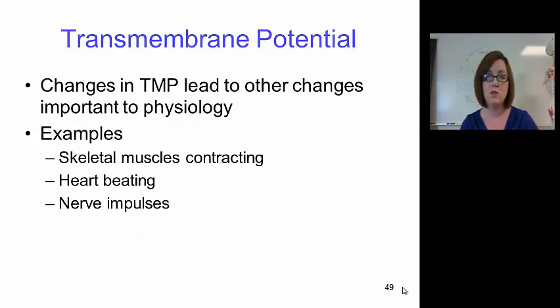Changes in transmembrane potential lead to other changes that are important to physiology. They lead to muscle contraction and your heart beating and your nerve impulses. So these transmembrane potentials are really important.